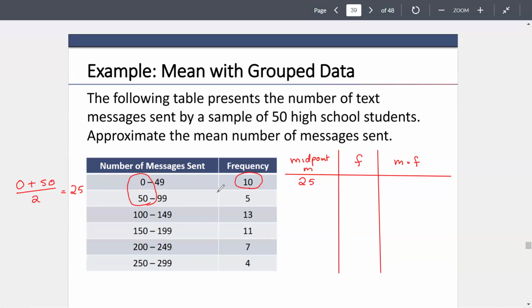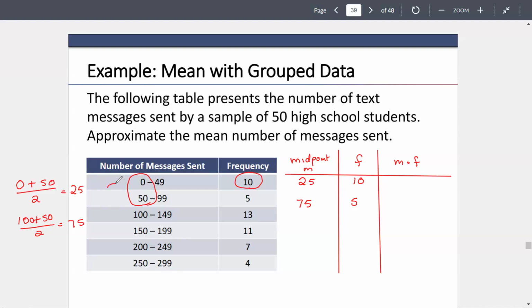But we're just going to keep on doing that. The next one would be 50 plus 100 divided by 2, which gives me 75. So we know 5 high schoolers sent between 50 and 99 text messages. We're going to average it out and say all 5 sent 75 because we don't know what it is.